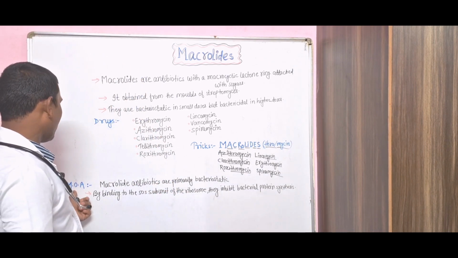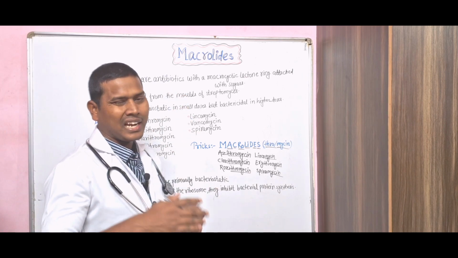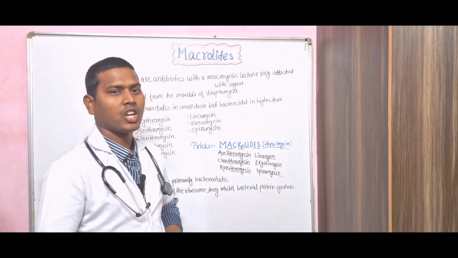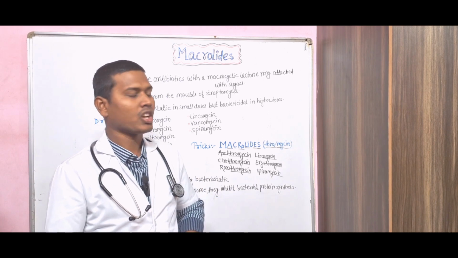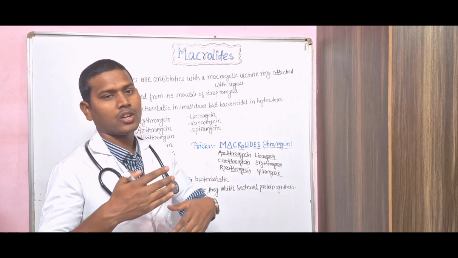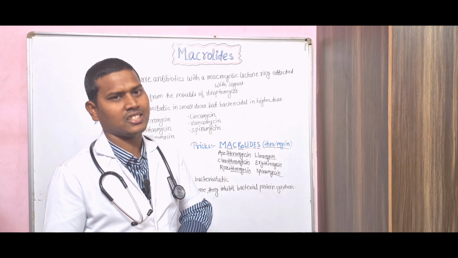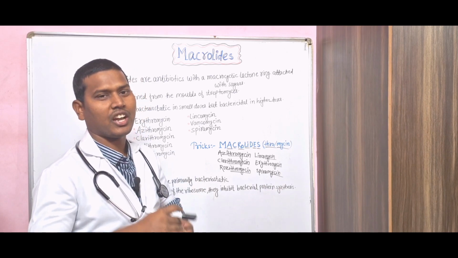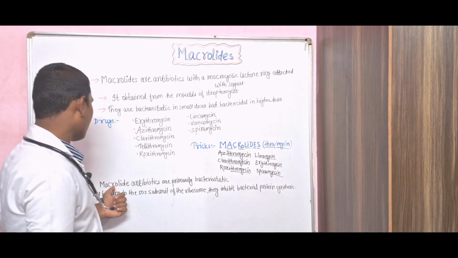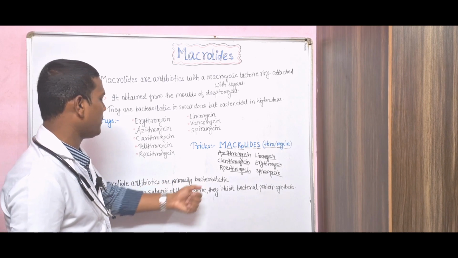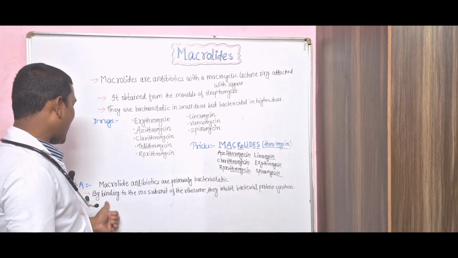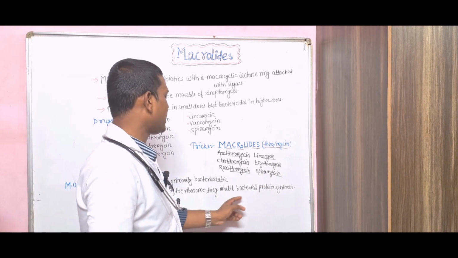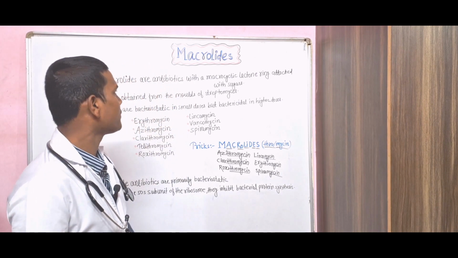Now we will see the mechanism of action. Macrolides inhibit protein synthesis. When protein synthesis is inhibited, bacteria will not grow and will not multiply. So macrolide antibiotics are primarily bacteriostatic. By binding to the 50S subunit of the ribosome, they inhibit bacterial protein synthesis.